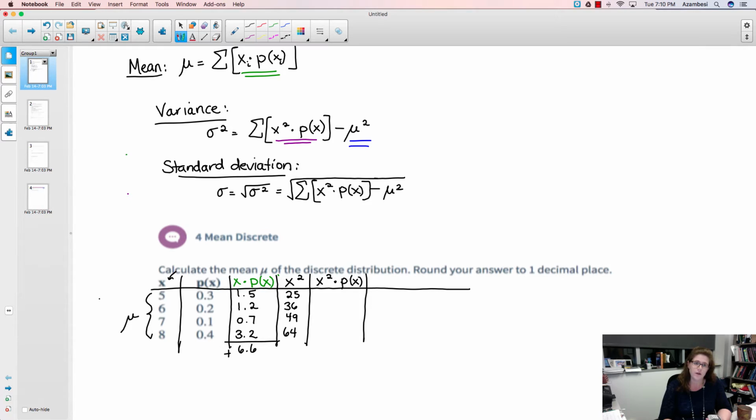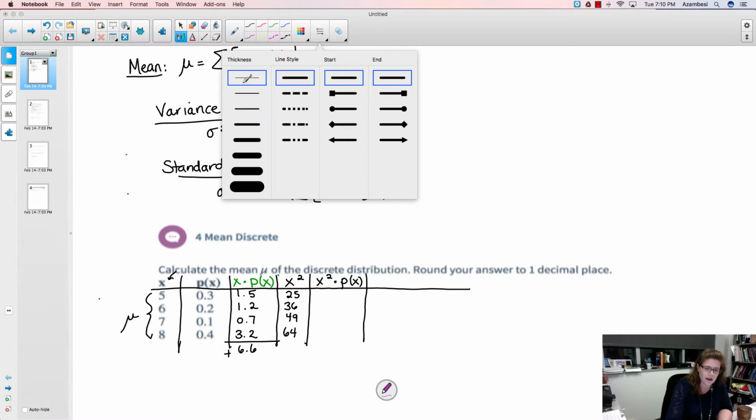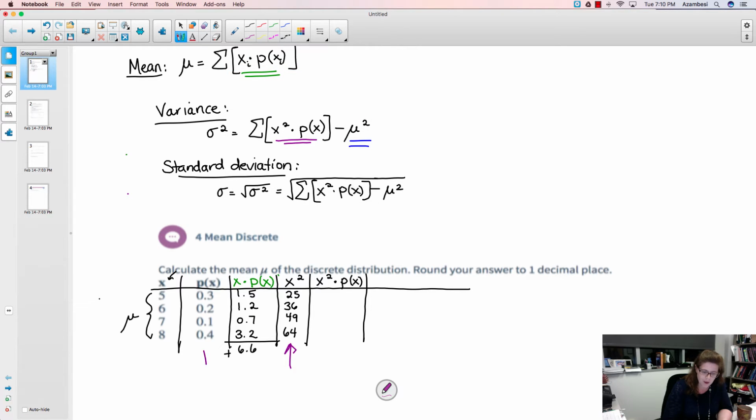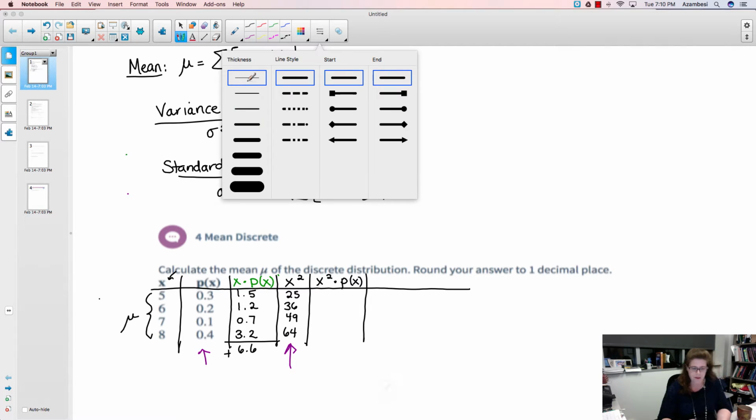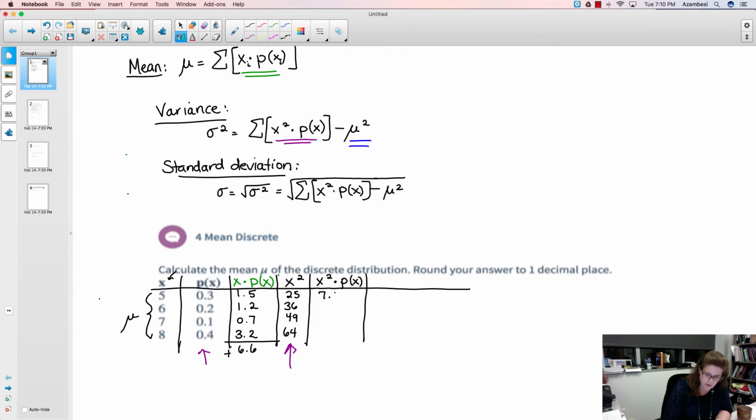The column I really need for the variance is x squared times p of x. So for x squared times p of x, I'm taking this column here and multiplying by P of X, the second column. Don't multiply the ones next door or you'll get the wrong response. So my first one, for example, would be 25 times 0.3 or 7.5. And then I have 36 times 0.2 gives me 7.2. 49 times 0.1 is 4.9. And 64 times 0.4, 25.6.